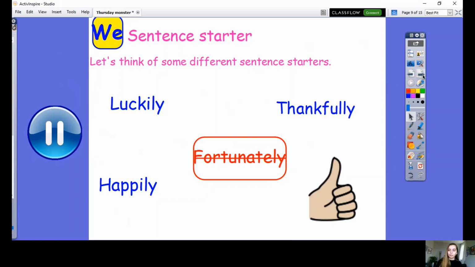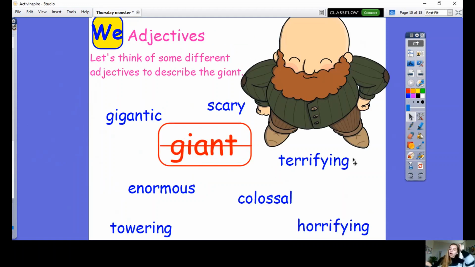Okay, and the last thing that we are going to change is our adjectives to describe our giant. So you should already have this for making your drawing, your poster about your giant. So I already had all my adjectives around my giant. I said he was terrifying. I said he was stinky and lazy. Here are some other ideas.